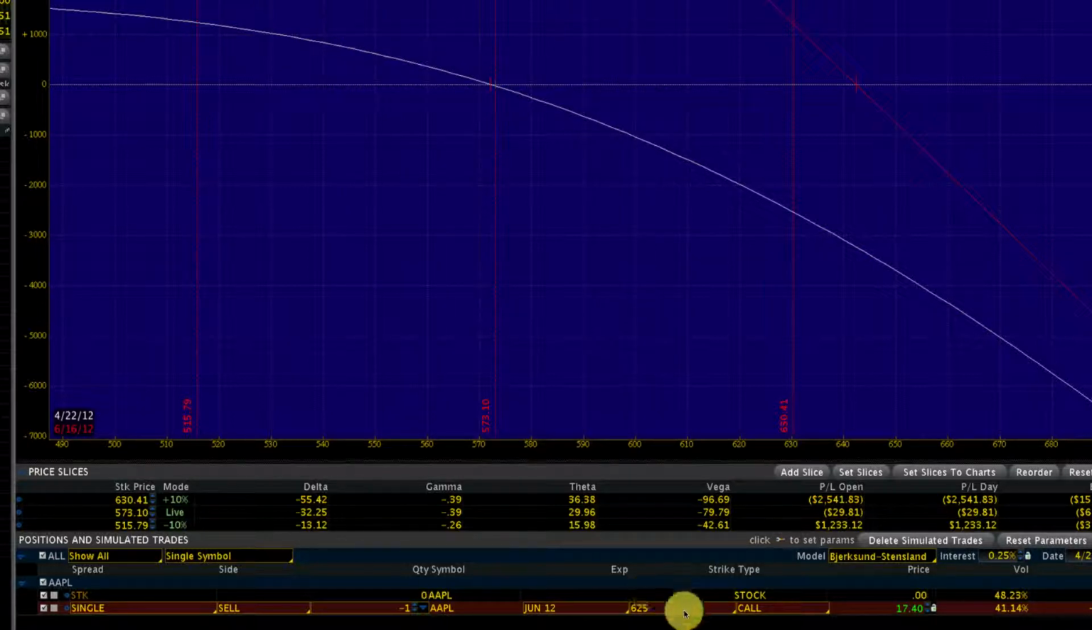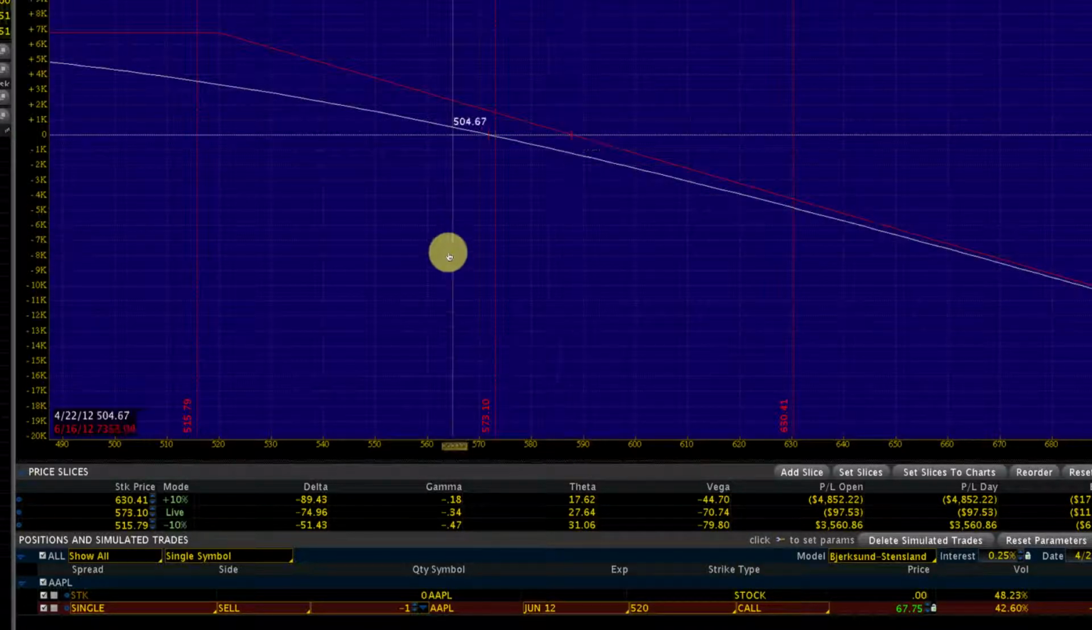Now let's look at our in the money option, which was at 520. So I changed my strike price to 520. Immediately you'll see that the red line changes direction at that strike, which is 520. And when you sell a 520 option, you're going to receive much more premium because this is in the money.